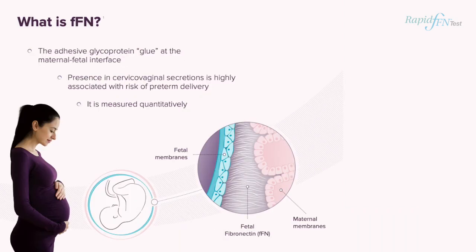Fetal fibronectin is the adhesive glycoprotein, or GLUE, at the maternal-fetal interface. Presence in cervicovaginal secretions is highly associated with risk of preterm delivery. Likewise, its absence is very reassuring that imminent delivery is not likely, making fetal fibronectin an excellent negative predictor for helping to rule out women of true preterm labour.